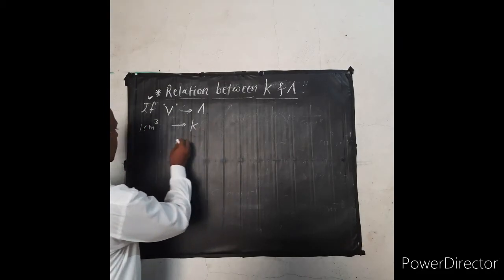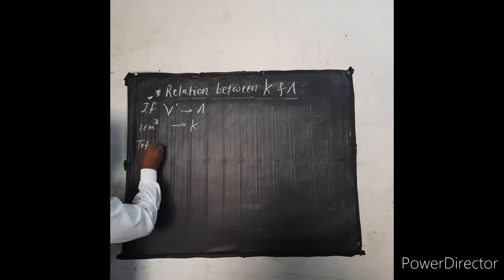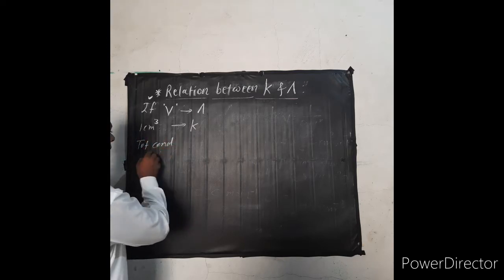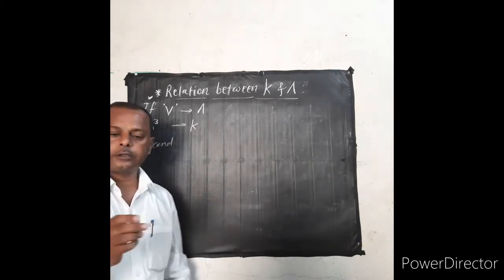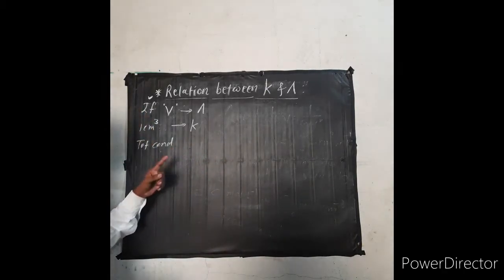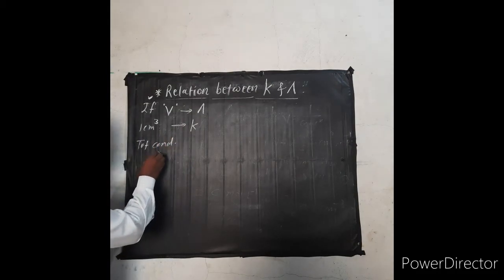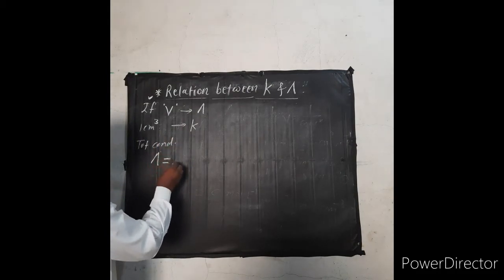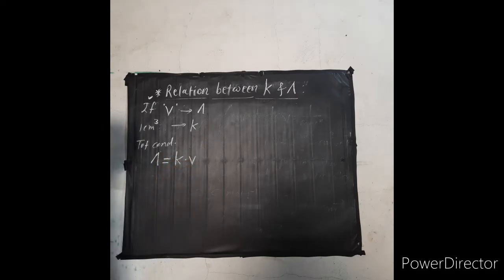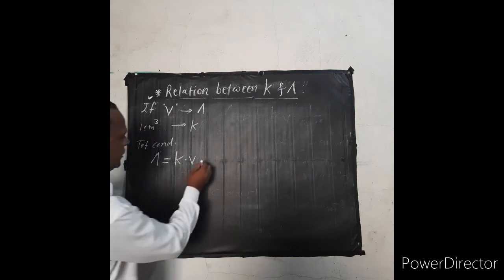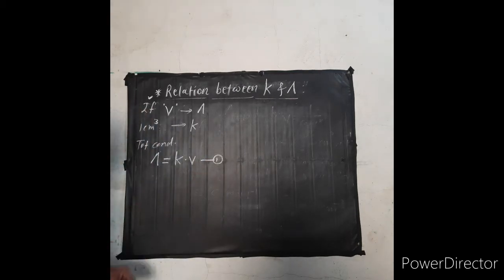Therefore, the total conductance of this solution is nothing but the molar conductivity, and therefore this molar conductivity lambda is equal to K into V. This is the equation we get, equation number 1.